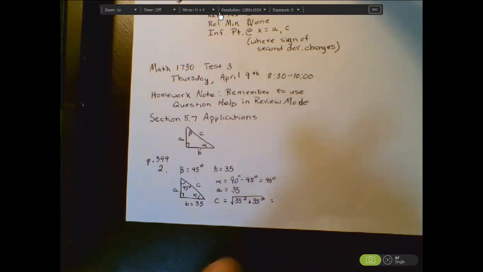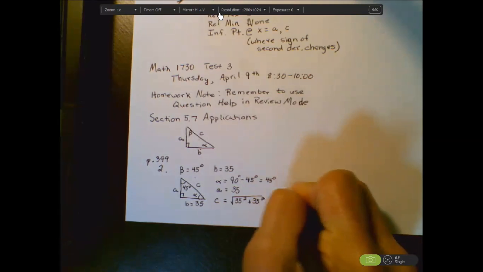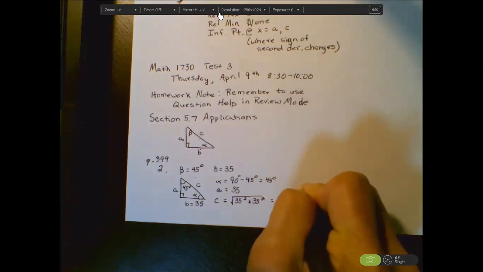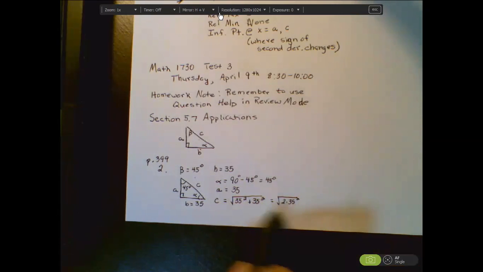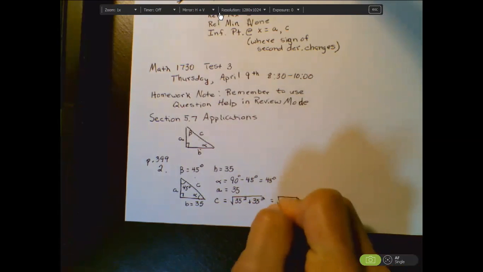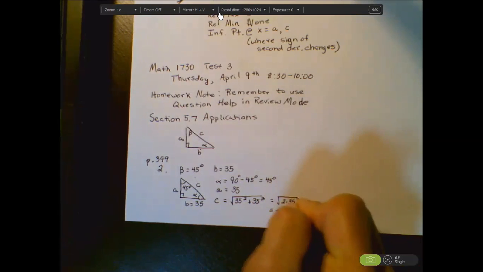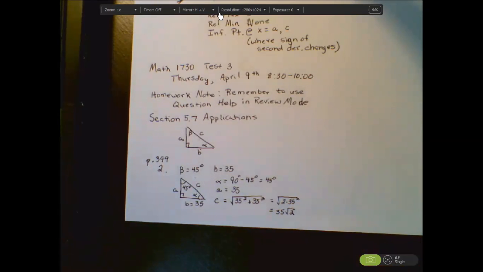You can say 35 squared plus 35 squared is 2 times 35 squared. It's just like one ugly plus one ugly is two uglies. And then you can take the square root of the 35 squared and just leave the 2 under the radical. But we were told to give the exact answer here, so that's what we've done.